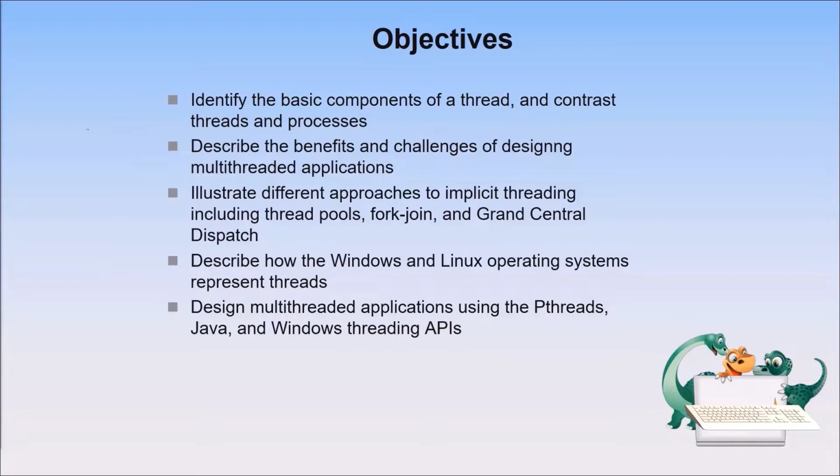Next would be to describe the benefits and challenges of designing multi-threaded applications. Illustrate different approaches to implicit threading, including thread pools, fork join, and Grand Central Dispatch. Describe how Windows and Linux operating systems represent threads, and design a multi-threaded application using the pthreads, Java, and the Windows threading APIs.